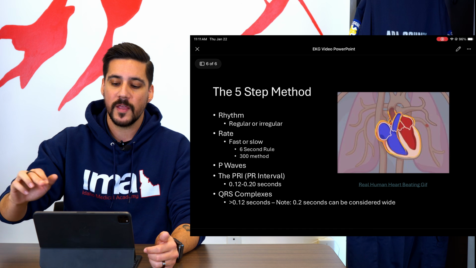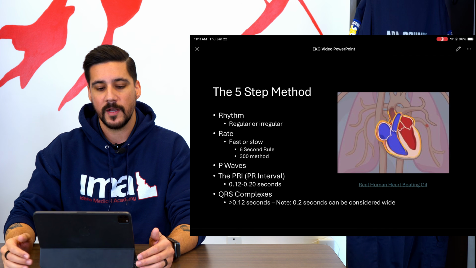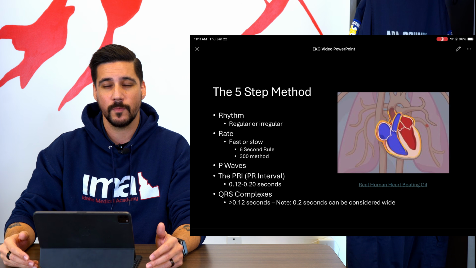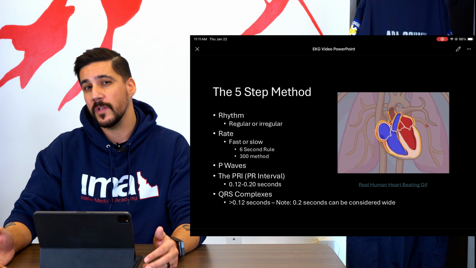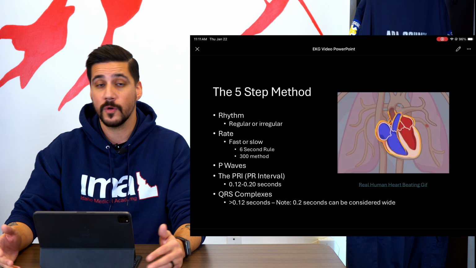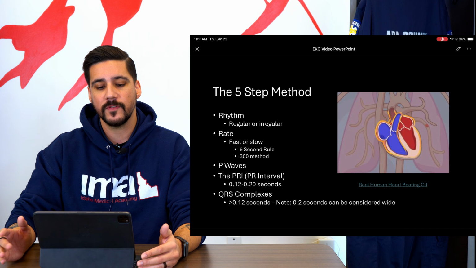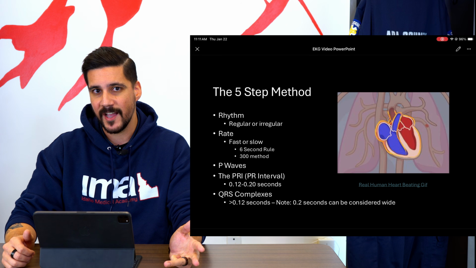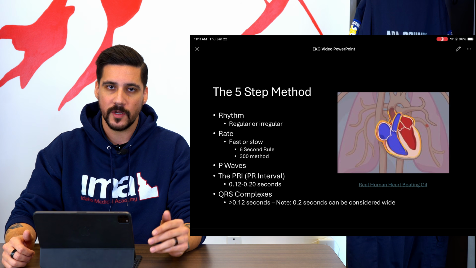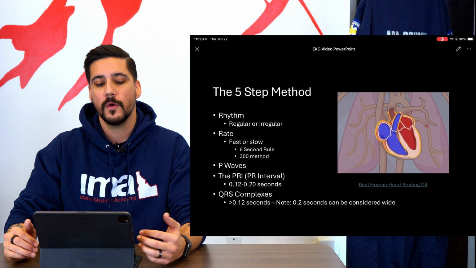Now, let's talk about methods in which we read these, okay? Now, there's a 5-step method, especially, we're not going to get into the rhythms today, but there are different things that we look at just to see, is this healthy, is this good, or is this bad, right? And those 5 steps are going to be the rhythm, the rate, the P waves, the PRI, which I'll touch on in a moment, and QRS complexes. Okay, so let's start with the rhythm.